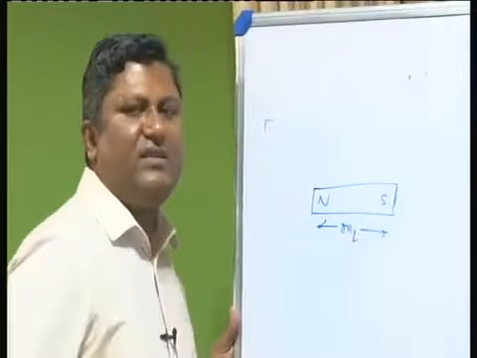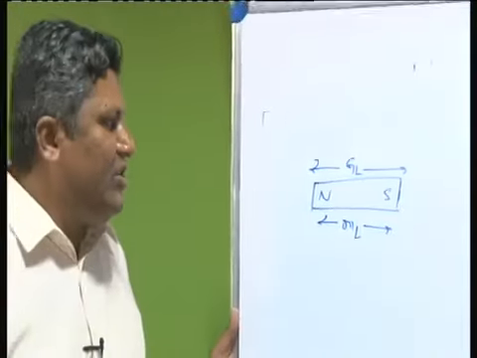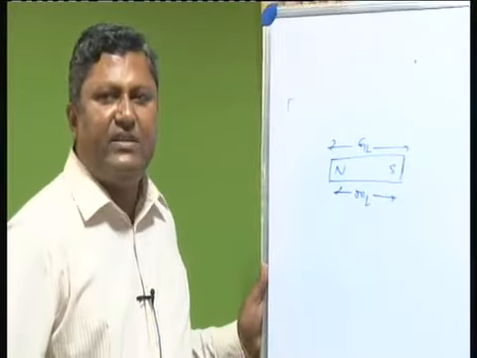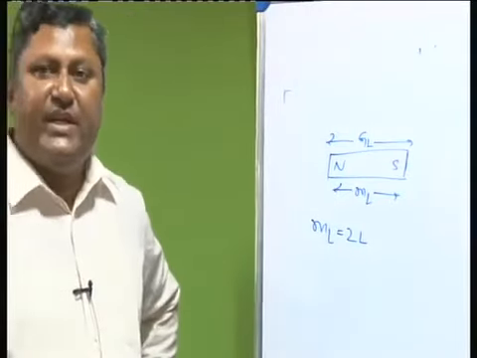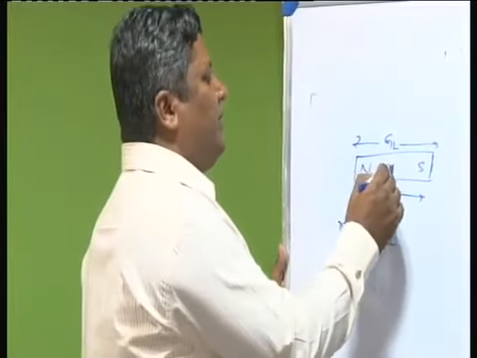Remember students, magnetic length is different and geometric length is different. Geometric length is the actual length of the bar magnet, but magnetic length is the distance between north pole and south pole. As you all know, the poles are not exactly at the ends of the bar magnet, they are slightly inside the bar magnet. So this clearly shows that magnetic length is always less than geometric length. And magnetic length is always taken as 2L, because in electrostatics the distance between two charges we used to take as 2A, but here we take 2L, where L is the distance between the center of the dipole and each pole.